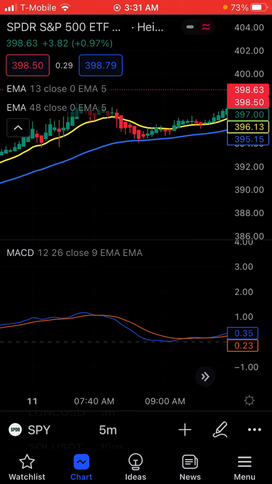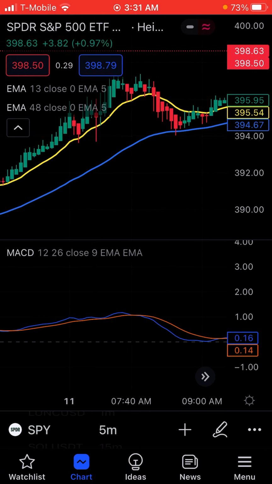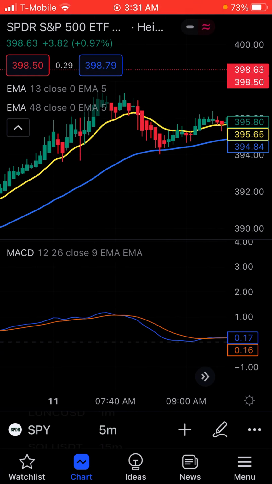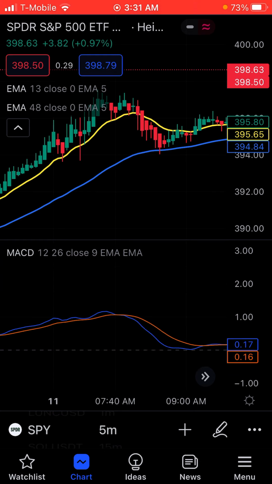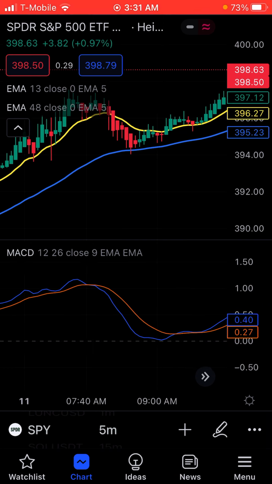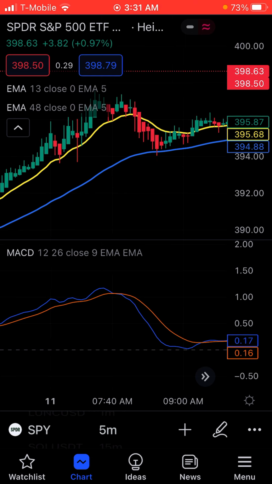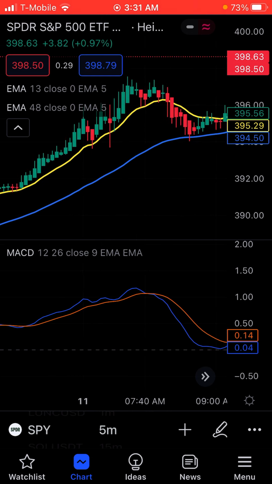So this is the number one thing that I want to teach you guys before doing this strategy. Whether you want to do the combo strategy or the 1348 strategy, you can only enter your position, in my opinion, when the 1348 is crossing.